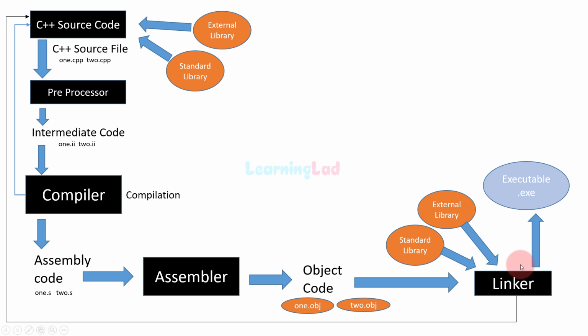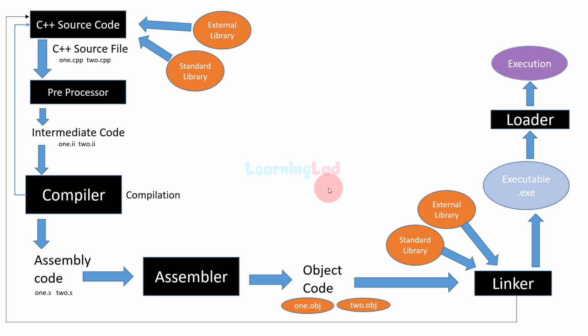Okay, now we have done the build process, we have an executable file. Now the next thing that we have to do is execute this executable file, and for that purpose we use a program called the loader. The loader will load the executable file into the main memory, which is the RAM, so that the CPU can execute that program. The loader will not only load the executable file, but also the other libraries which are required for this executable file to run properly, and then the program will be executed by the CPU, and after the execution you will get the output.